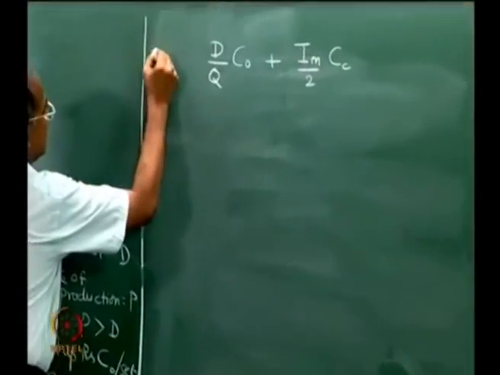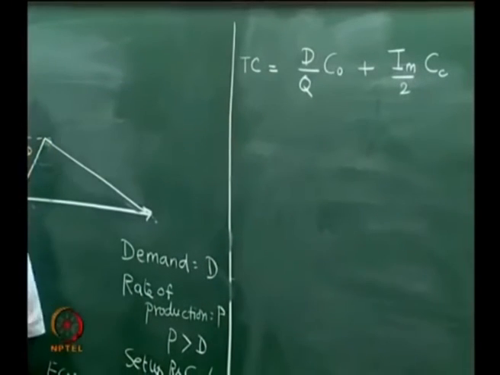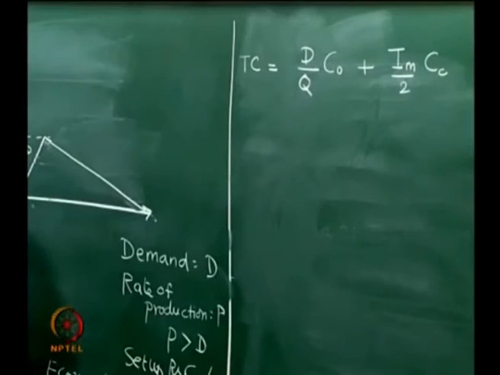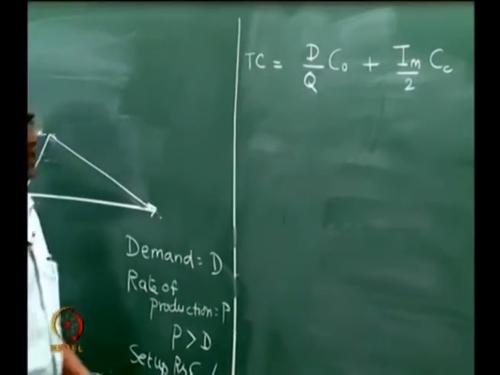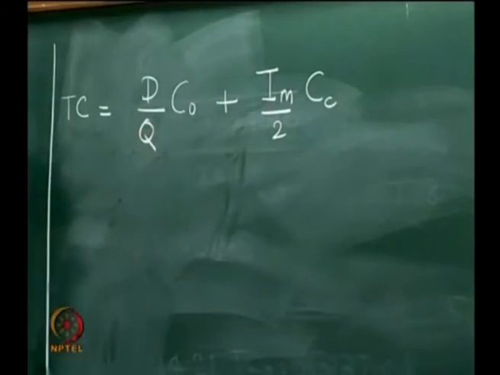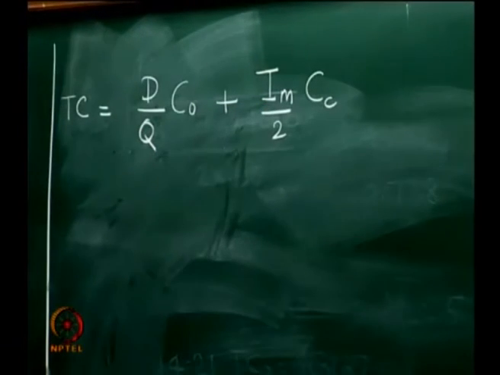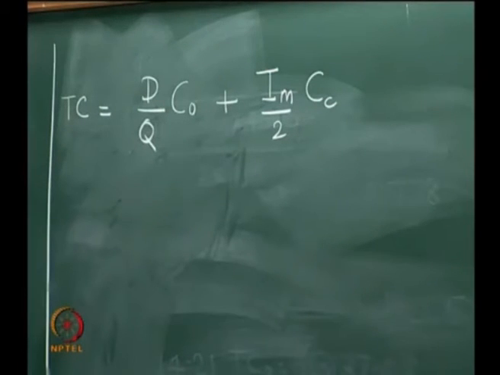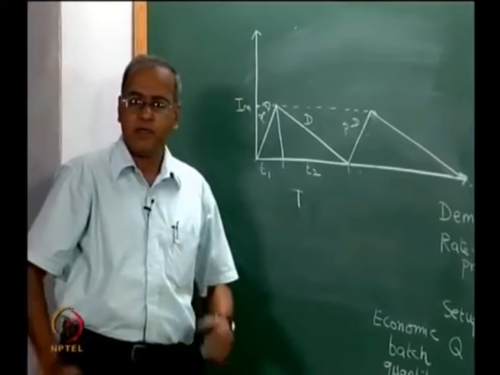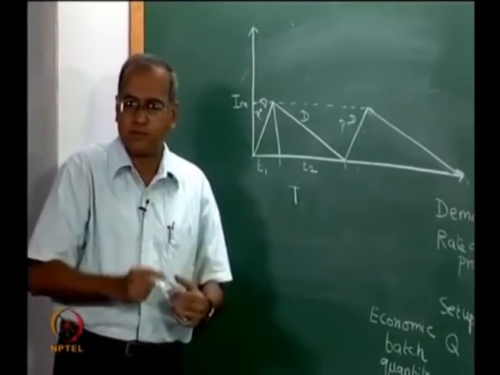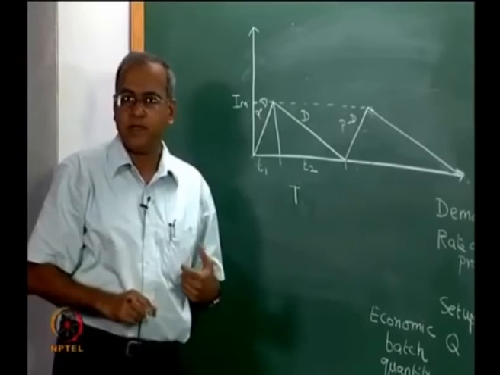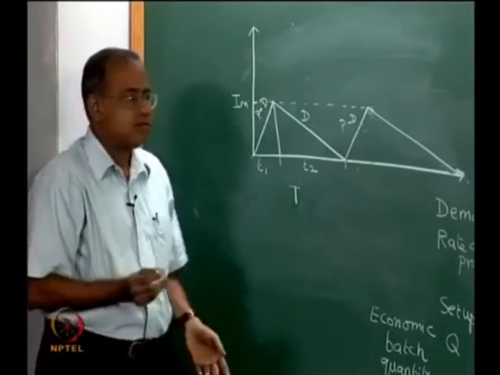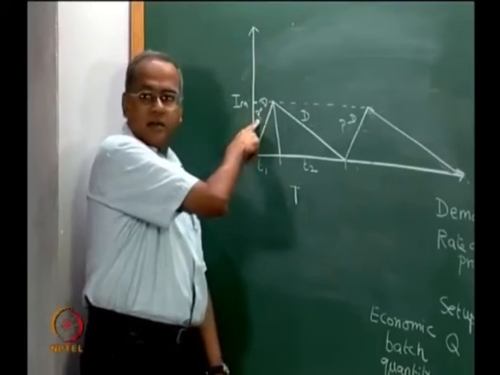So the total cost associated here is the sum of the setup costs as well as the inventory holding costs. Now, we need to write this IM as a function of Q. Q is the only variable, so we need to write this IM as a function of Q. Now, Q is the total quantity that we produce, IM is the maximum inventory that we actually built. We also know that as we produce at the rate of P, there is a consumption at the rate of D. So this inventory is building up at the rate of P minus D.